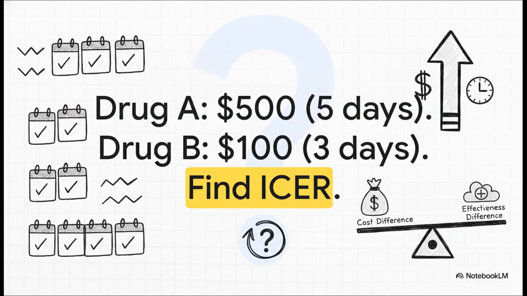Let's do our final calculation together. Pause the lesson and calculate the incremental cost effectiveness of choosing drug A over drug B. Here are your numbers. Drug A costs $500 and gives 5 symptom-free days. Drug B costs $100 and gives 3 symptom-free days. What is the ICER? Work it out really quick.